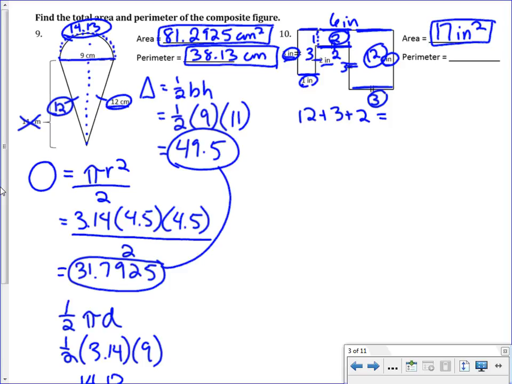Remember, all I got to do is walk around the outside to do my perimeter. And I think I've covered up some of my numbers there, so let me erase those.